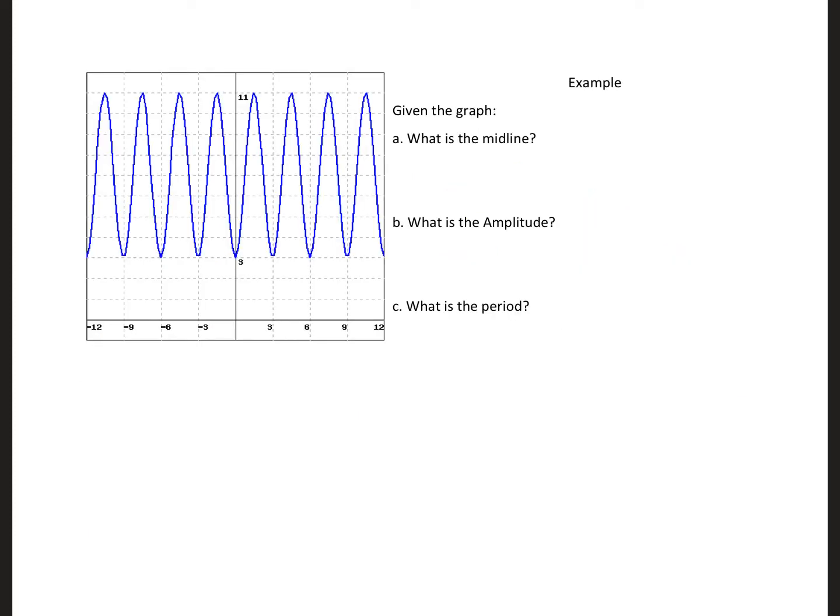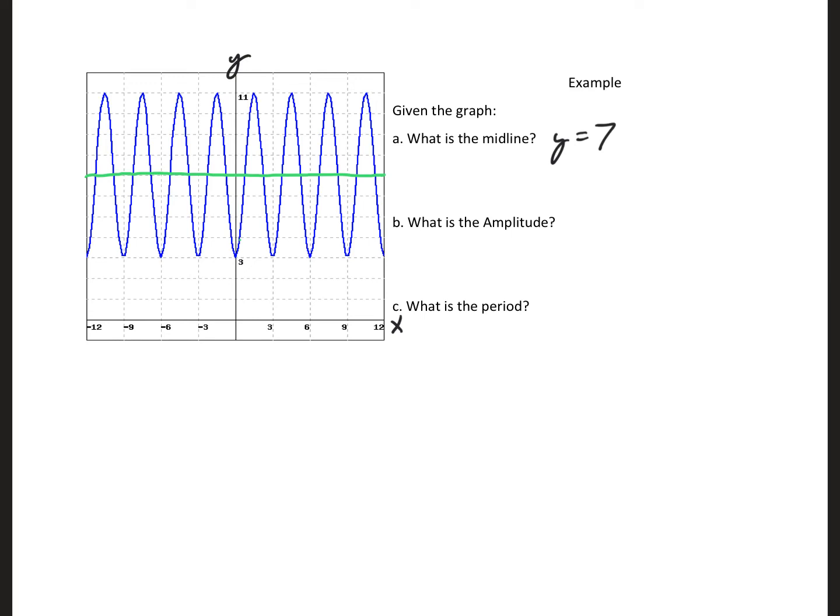So let's just look at a simple example. We want to find the midline, amplitude, and period. So let's assume that the input is x here and the output is y. The midline would be the line that puts half of the graph above it and half of it below it. So this is the midline here. Notice that that is at a height of 7. So the midline here is y equals 7.